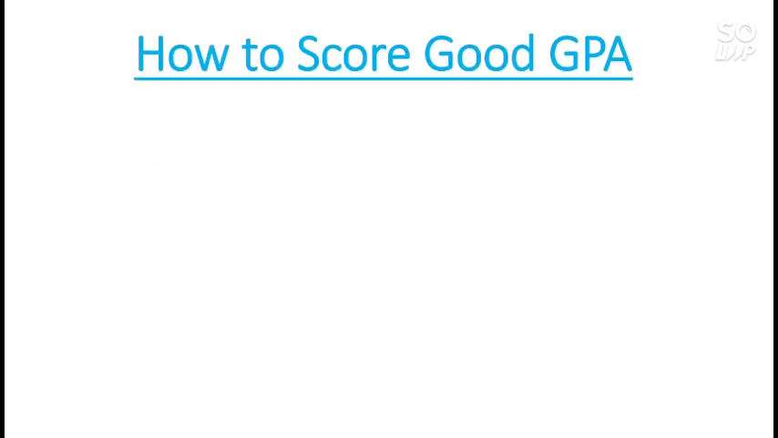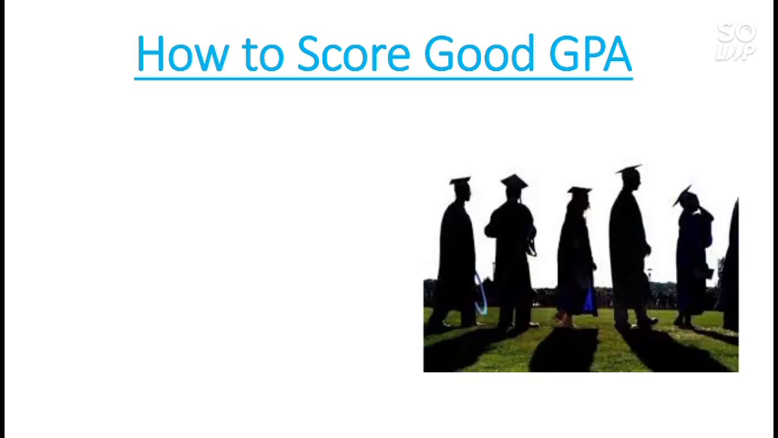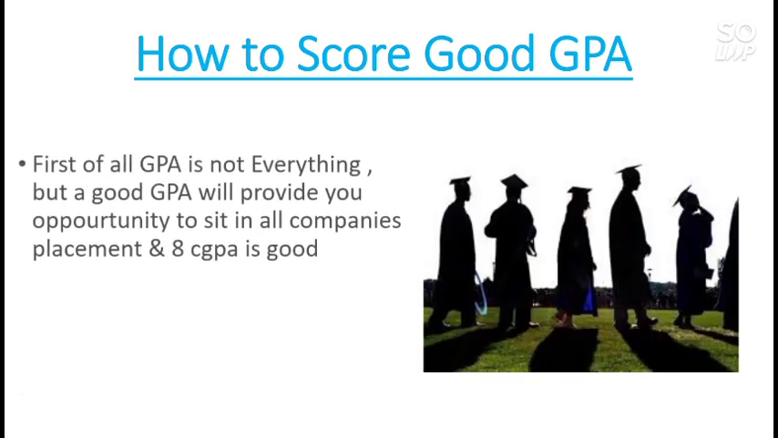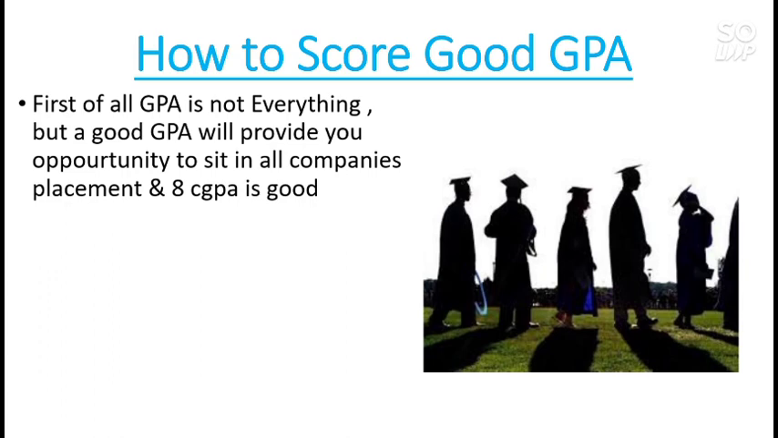how to score a good GPA, that is CGPA or SGPA. It is also an important point that should be considered during your course. First of all, I would like to tell you that GPA is not everything, but a good GPA will provide you the opportunity to sit in good companies, and you should try to get above 8 CGPA in the first or second semester, because in the first and second semester the syllabus is rather easy compared to all other semesters. And you have so much time, so you can easily score more marks. So try to get more marks in the first and second semester, so that if you don't get good marks in later semesters, it will be balanced.